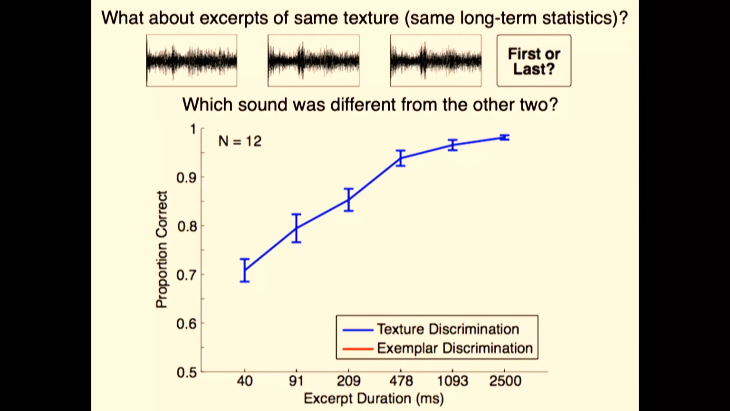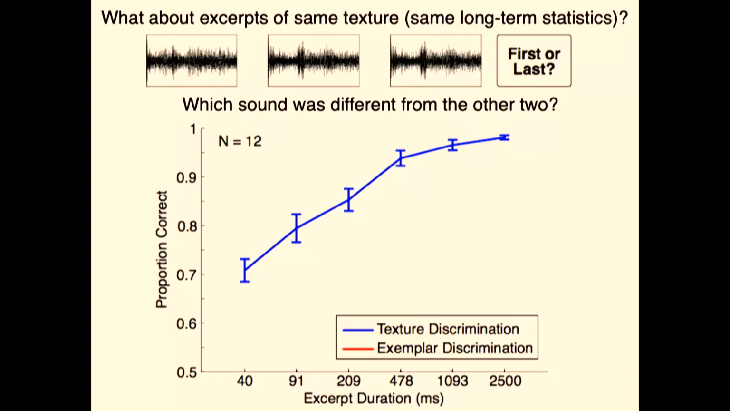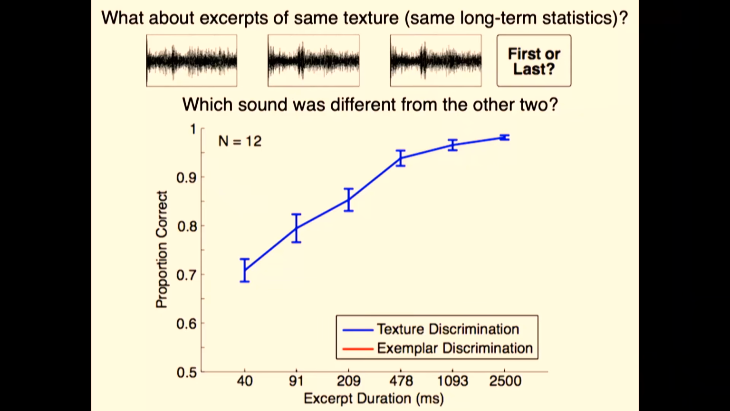Okay. So now the really interesting experiment is this one. Okay, so in this particular case, people hear 3 excerpts of the same texture. 2 of them, in this case the second and third, are physically identical. So it's the exact same excerpt of rain. The first one is a different excerpt of rain, for instance. Okay, and the task is just to say which sound was different from the other 2. Okay, so this is what's called exemplar discrimination.